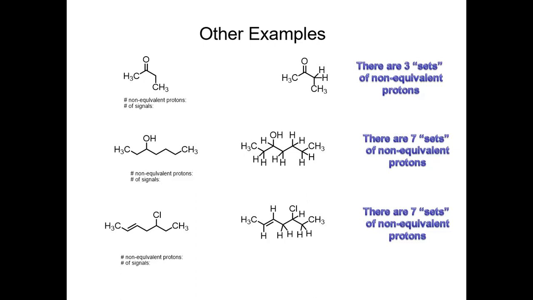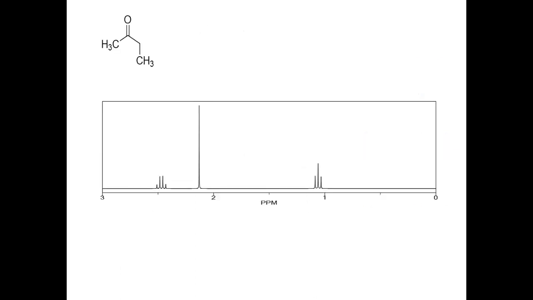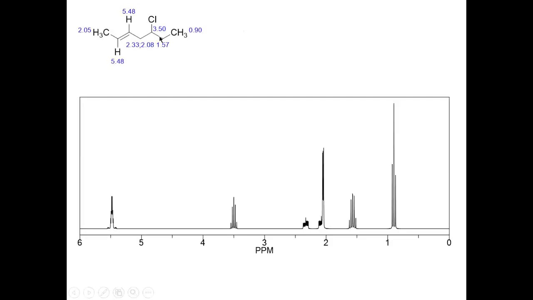that show up at different places on the spectrum between 0 and 10. And that spectrum from 0 to 10 is measured in parts per million. Right, so here's the spectrum for that molecule. You can see we said 7 signals, so 1, 2, 3, 4, 5, 6, 7. Right, so that's 7 signals for that.